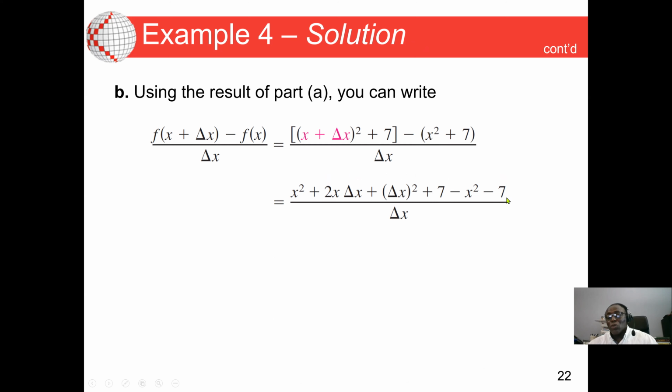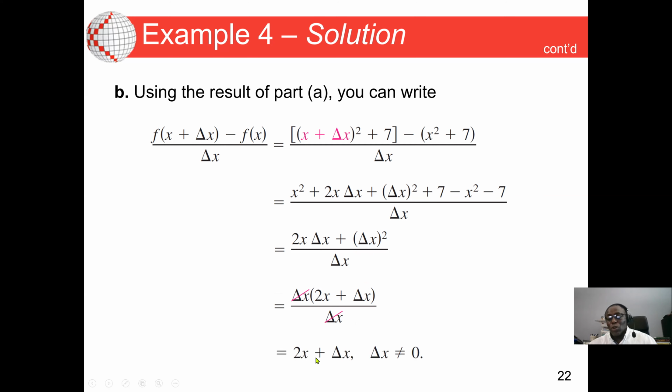Plus 7 minus 7 will cancel each other. Minus x squared plus x squared also will cancel each other. So we get 2x delta x plus delta x squared, over delta x. Now delta x is common, so we can take it out and cancel it. So we have 2x plus delta x. We make sure delta x is not equal to 0.